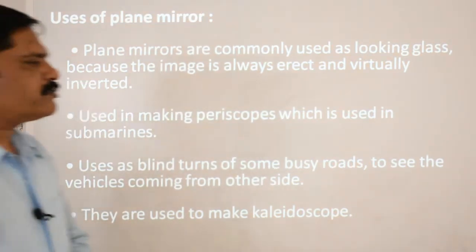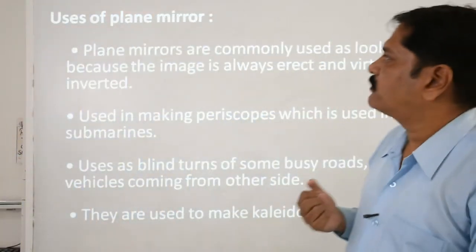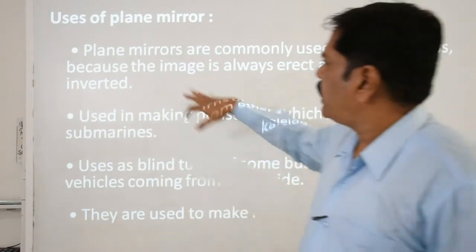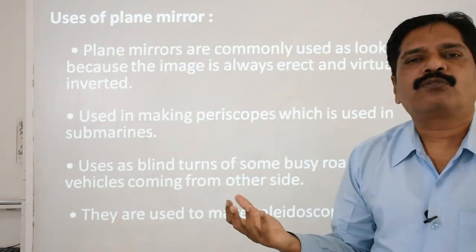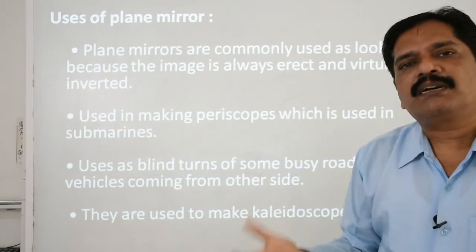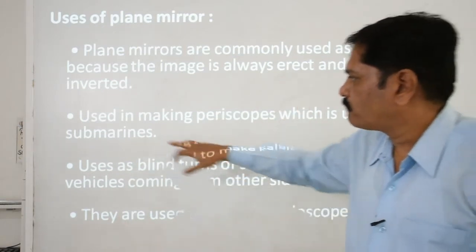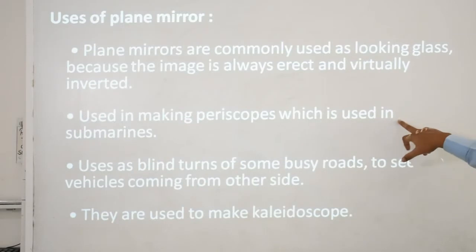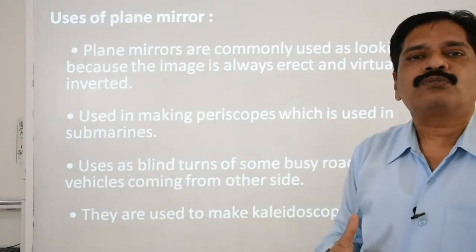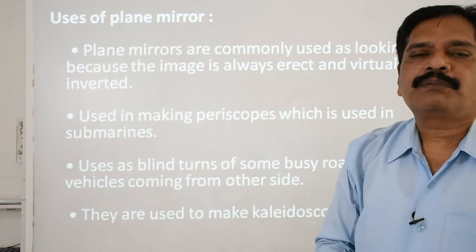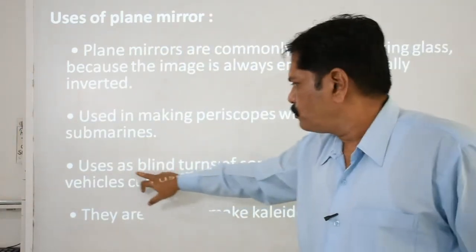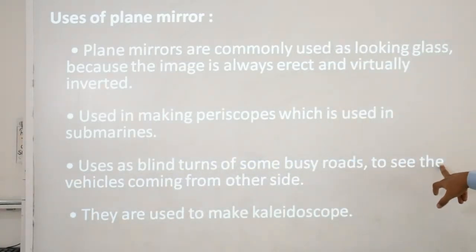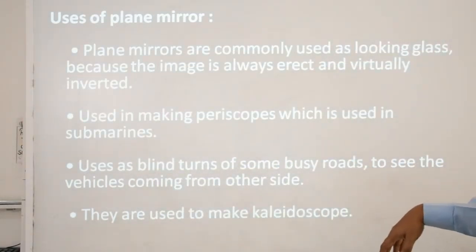Now we are going to discuss the uses of the plane mirror. So plane mirrors are commonly used as the looking glass, because the image is always erect and virtual, and laterally inverted. I told you, in the almirah's mirror as well as the dressing table mirror. Used in making the periscope, which is used in submarines to take the location and the picture of the object above the water surface. Then used at blind turns of some busy roads to see the vehicles coming from the other side.